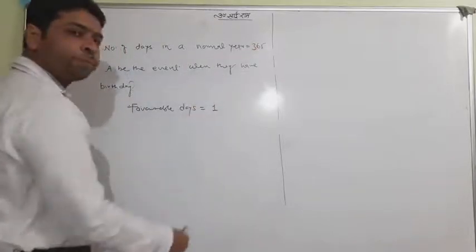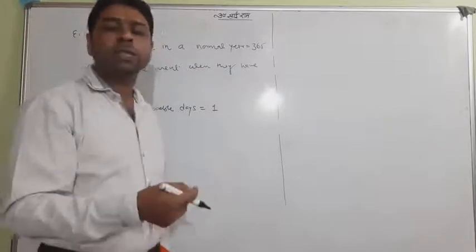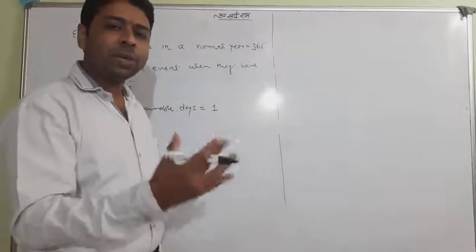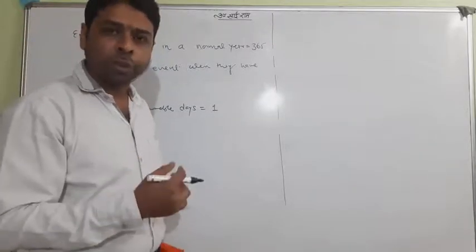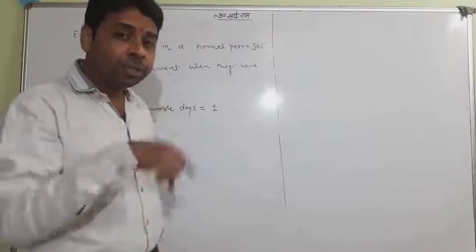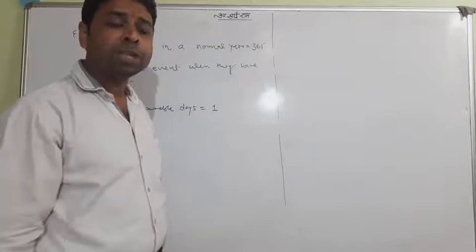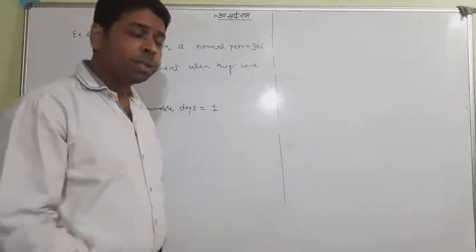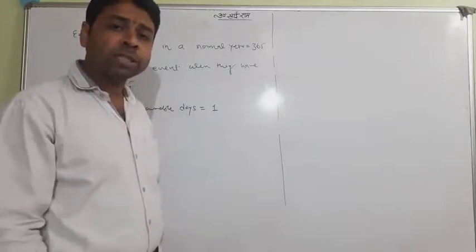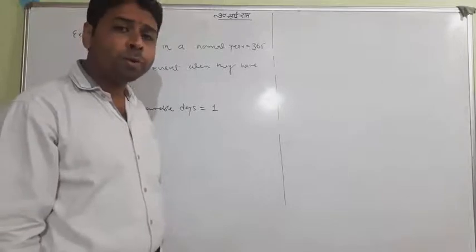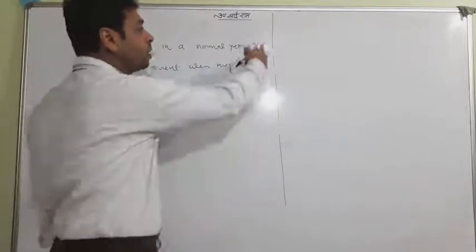Why is it 1? I recently gave you an example that when they have the same birthday, it is only one date among the year. In the whole year, if they have the same birthday, suppose 5 October is the birthday of Hamida, then 5 October is the birthday of Savita. So both have the same birthday. How many favorable days? Only 1 day, and total days are 365.